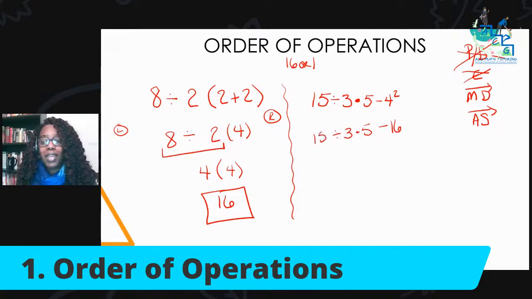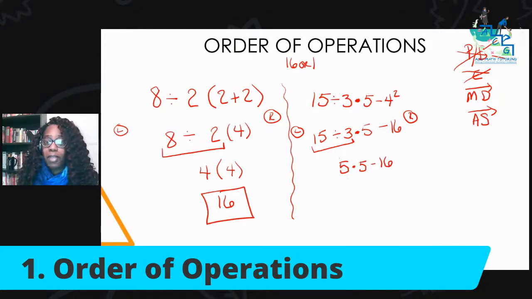So now, multiplication or division is the next thing up, from left to right. Here's my left, here's my right. So what comes first? This 15 divided by 3, which gives me 5. So I bring everything else down. Now from left to right, what comes next? Multiplication. So that's 5 times 5, which gives me 25 minus 16. So 25 minus 16, that will give me my 9.